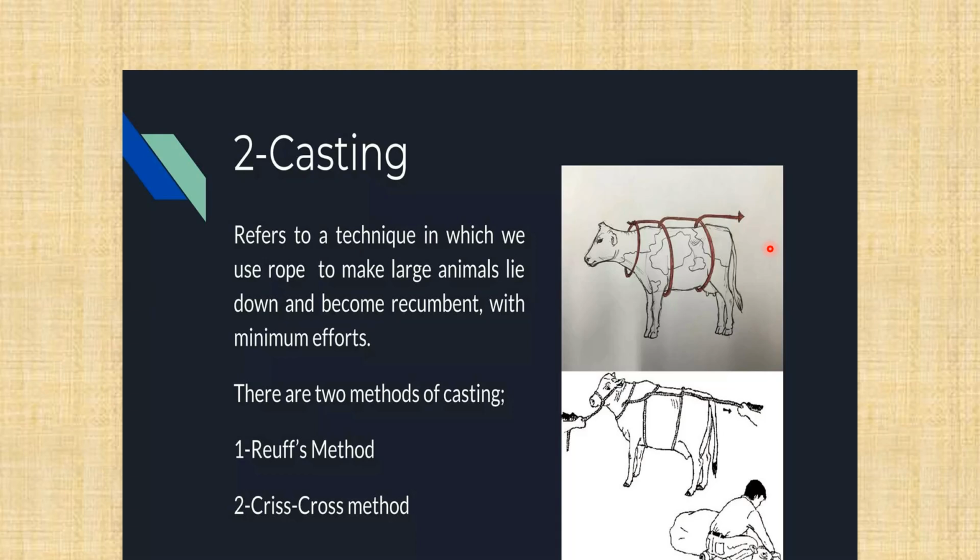Then apart from this, there are two methods. Number one is the Reuff's method. Then the second method is the crisscross method, or the eight method. We are also going to cover this particular method.